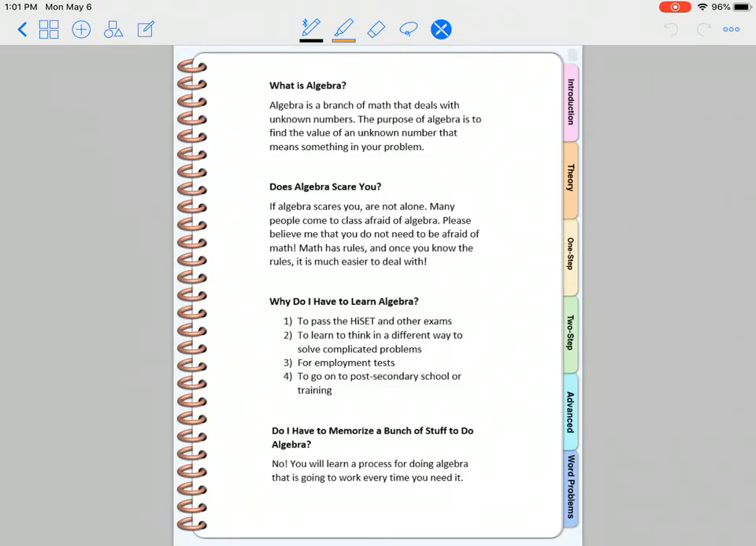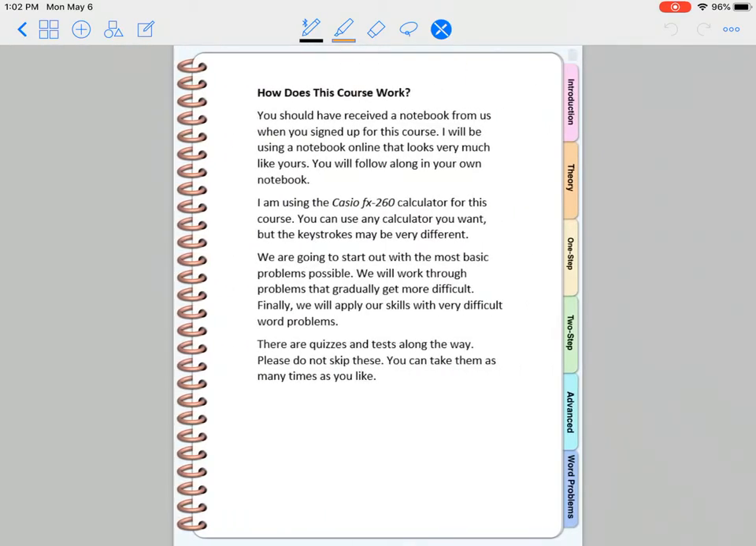Do I have to memorize a bunch of stuff to do algebra? And the answer to that is no, absolutely not. You will learn a process for doing algebra, and I'm going to start you on that process almost from day one. So by the time we get to the end of this course, that process will be so familiar to you that you probably won't even have to think about it anymore. It just becomes an automatic thing to do. So don't worry about having to memorize 10,000 things. We're going to memorize one process, and it's going to work always.